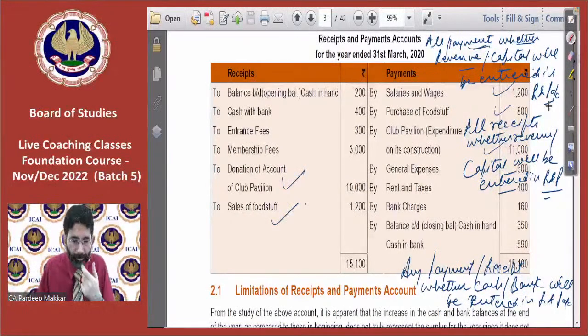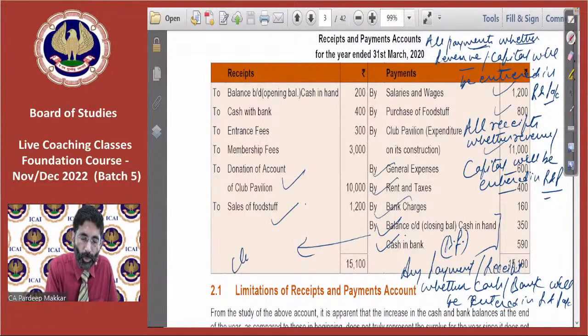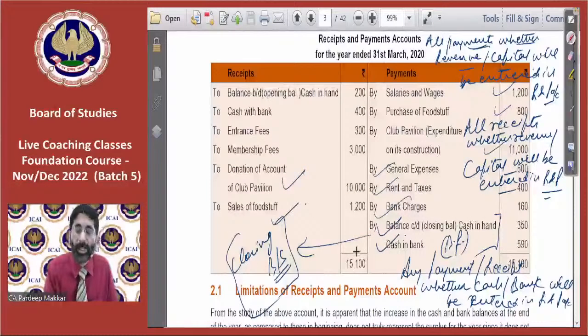Going to erase it. So general expenses are entered, rent is entered, bank charges are entered, and then the balancing figure. This is the closing balance. Normally it comes as a balancing figure. This is the closing balance of cash and bank. It will also go to the balance sheet. Let it be clear. While preparing the closing balance sheet, you will have to enter the closing balance of your cash and bank that you get from the receipt and payment account. So this is the cash in hand and cash at bank at the end of the year.